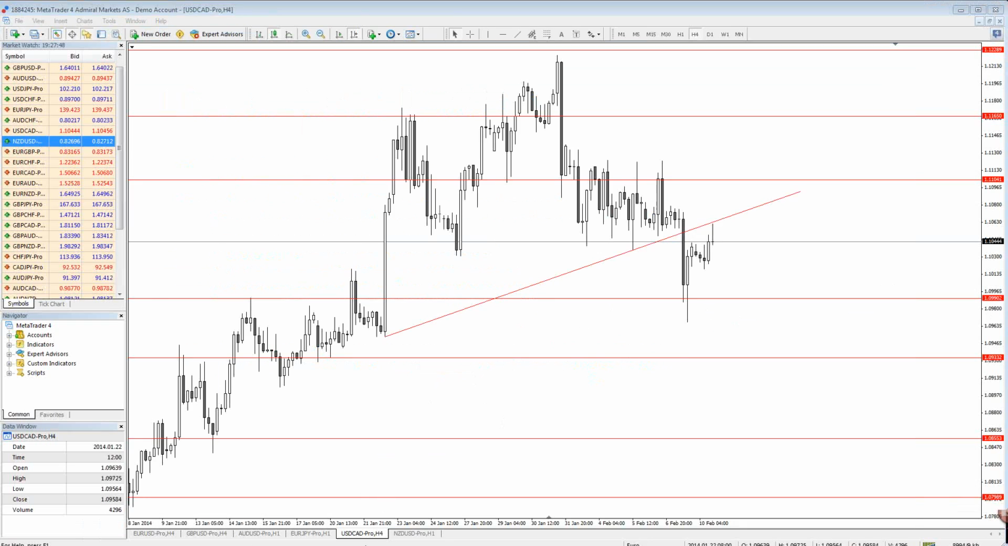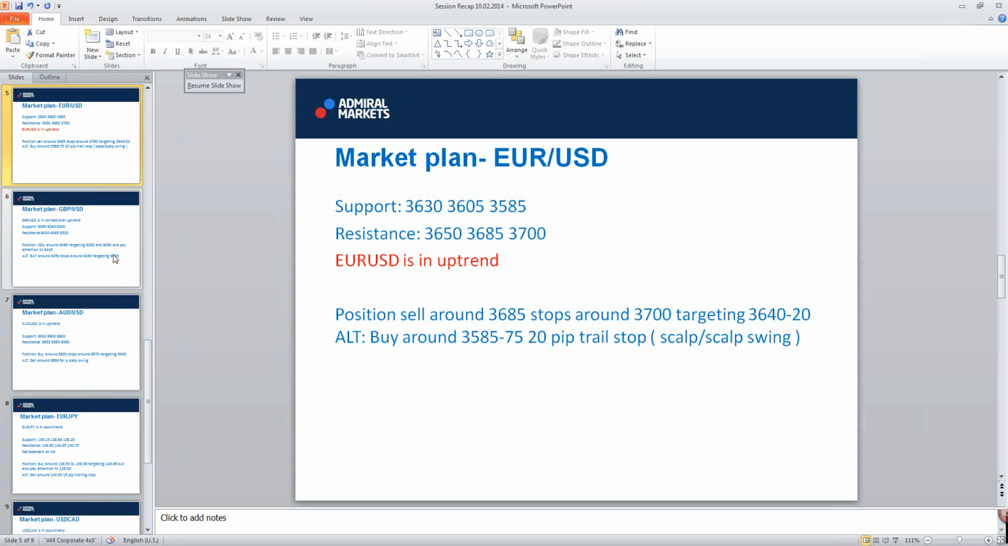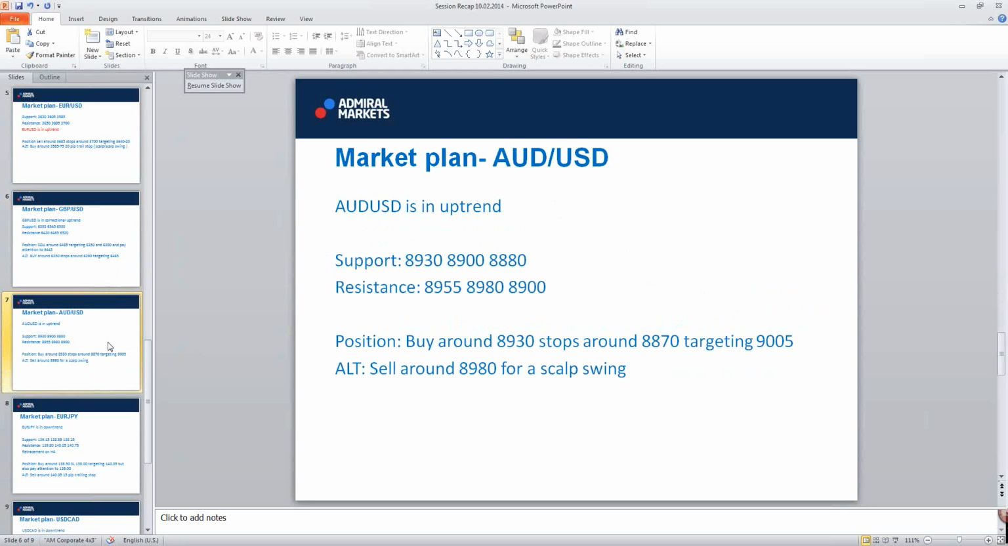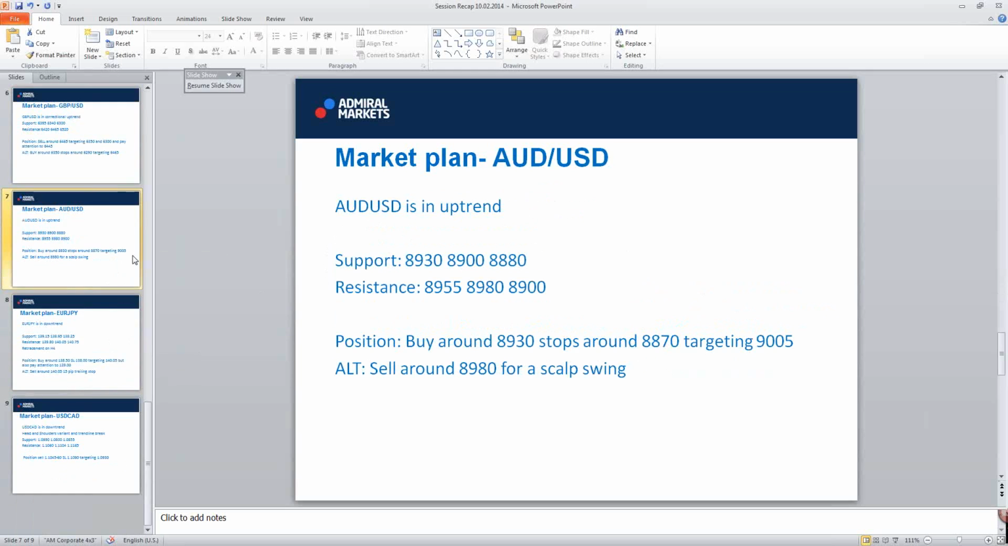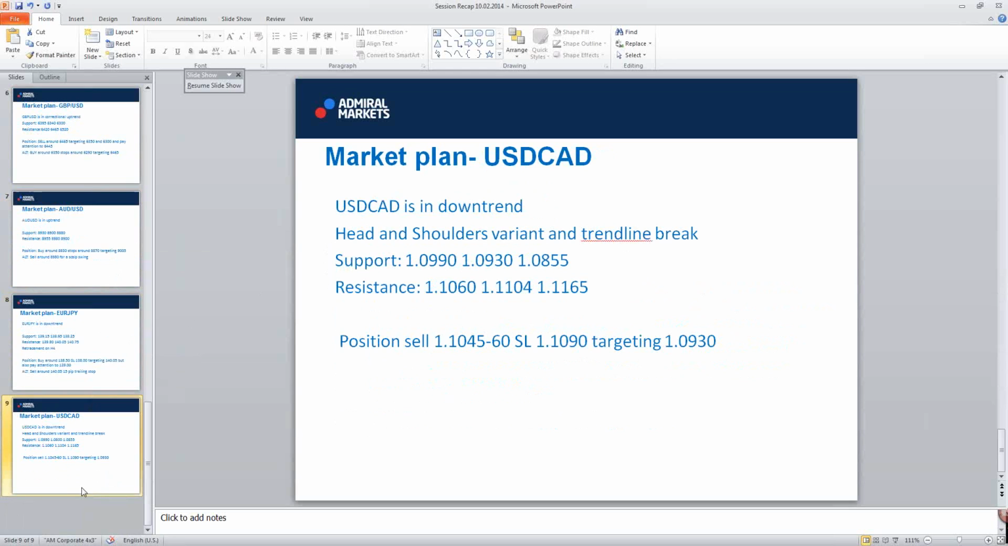Okay, guys, so those are the setups. Quick go through again: Euro dollar, cable, Aussie, Euro yen, and dollar CAD. Also, after the webinar, there will be possible questions, so please write down what pairs you want me to analyze, because I will always analyze Euro, cable, and Aussie. And two additional pairs for this week are Euro yen and dollar CAD. Also for last week it was dollar, New Zealand dollar.